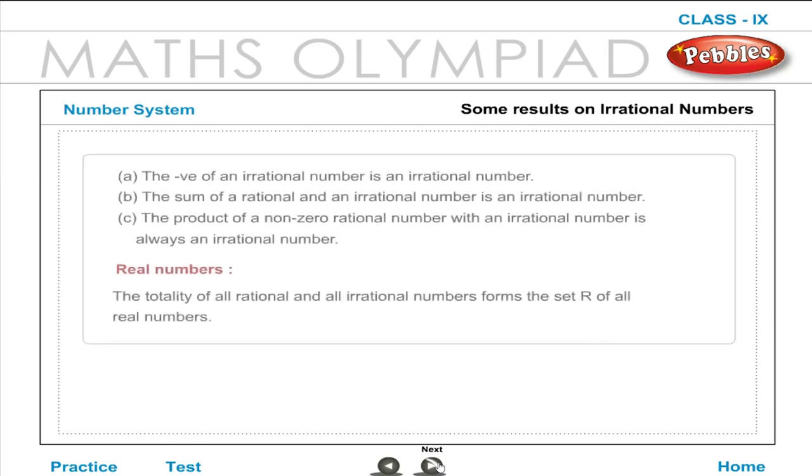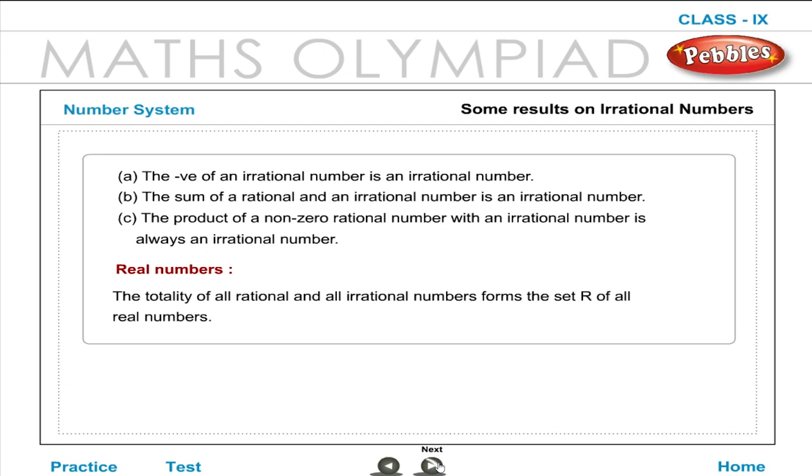Some results on irrational numbers. The negative of an irrational number is an irrational number. The sum of a rational and an irrational number is an irrational number. The product of a non-zero rational number with an irrational number is always an irrational number. Real numbers. The totality of all rational and all irrational numbers forms the set R of all real numbers.